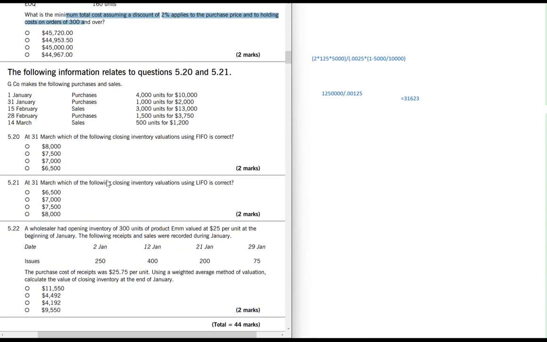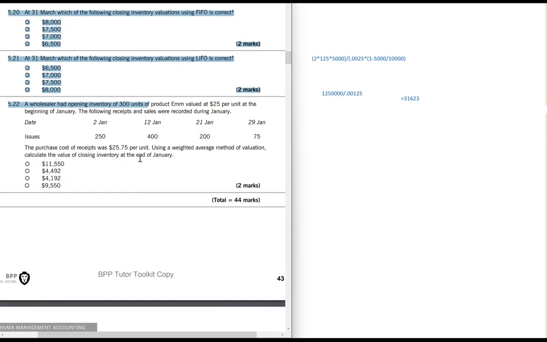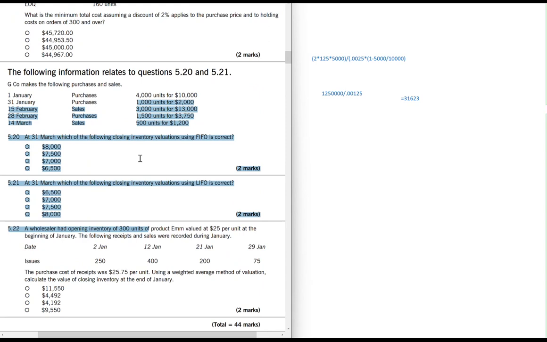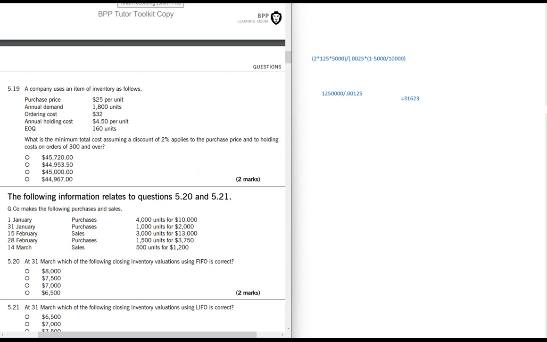Okay, we already did this one. This one relates to FIFO and LIFO questions. So if you're coming to F2 from F3, you should already know this. Otherwise, this is it for this chapter.